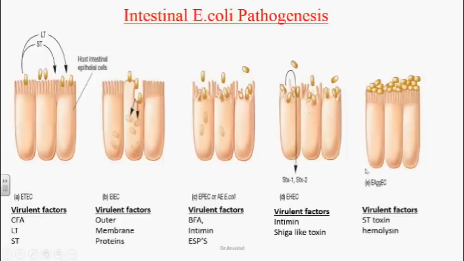And the last variety is enteroaggregative E. coli. We don't know the exact virulent factors for this enteroaggregative E. coli, but there is a hypothesis that this organism can secrete stable toxin and hemolysins, but we don't know the exact mechanism of these two virulent factors. And these organisms, the majority of the time, attach to the enterocytes with the help of bundle forming pili, and they can make a biofilm.